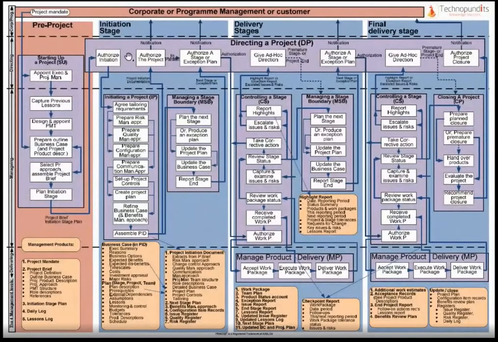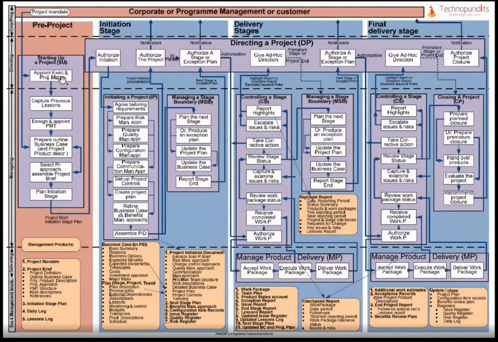Right? Now if you look at this, okay, so you've got the corporate or program management or the customer who is sitting outside the PRINCE2 project organization structure. The mandate, the project mandate comes from the corporate. Once the project mandate comes from the corporate, they also appoint the executive and project manager, which is also part of the starting up of a project process.